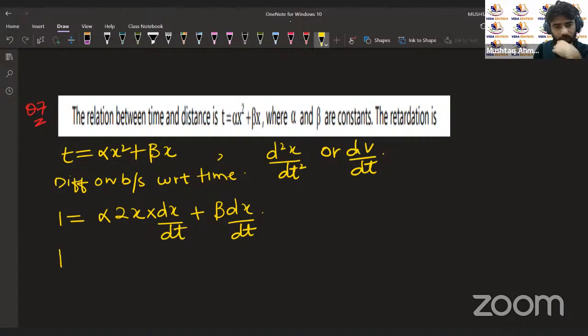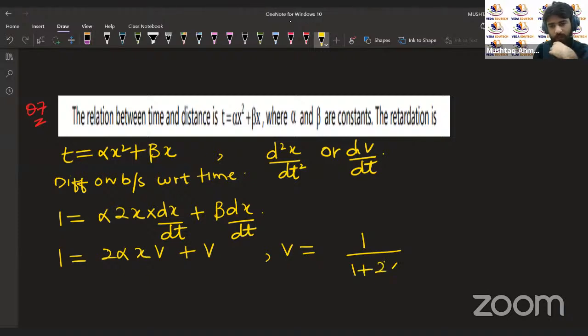So we get 2 alpha x times dx/dt, which is v, and beta dx/dt, which is once again equal to v. We can take v common from here, so v will be equal to 1 over (beta plus 2 alpha x). So this is our v.